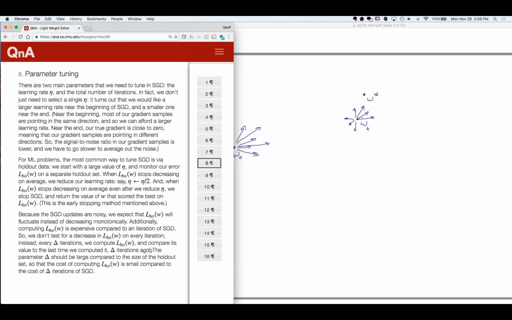All right, so it's expensive to compute the holdout error compared to an iteration of stochastic gradient, and so we don't test for a decrease in the holdout error on every iteration. Instead, we do it every delta iterations. And delta just needs to be a big enough number. The consequence of making it too big is just that you go too slowly, right? You don't do it often enough. And so you just make it so that the work for delta iterations of SGD is large compared to the work for computing the loss on the holdout set.